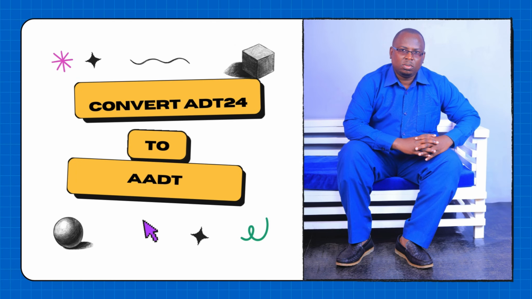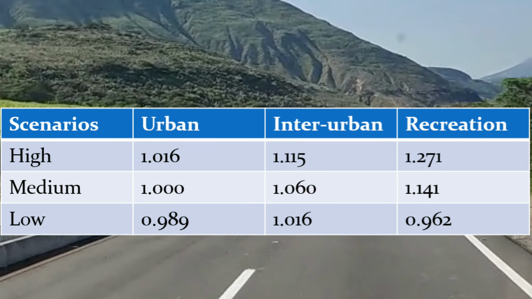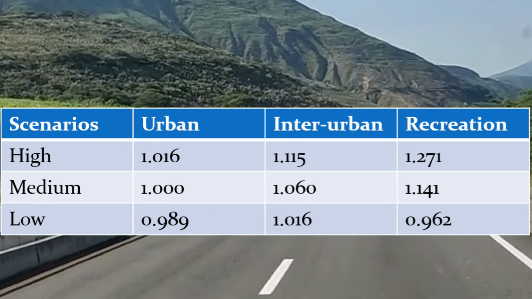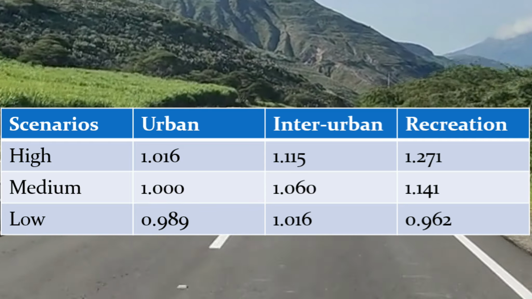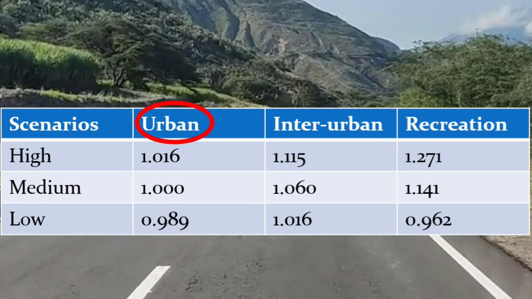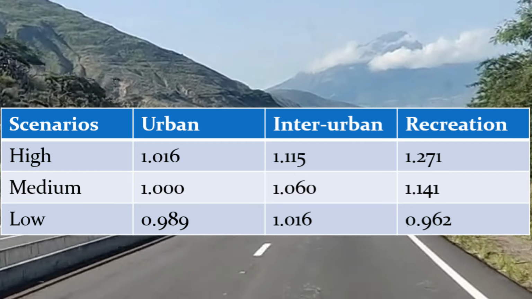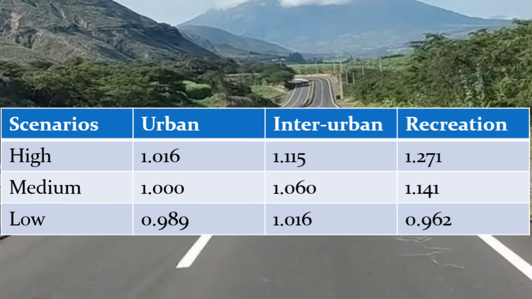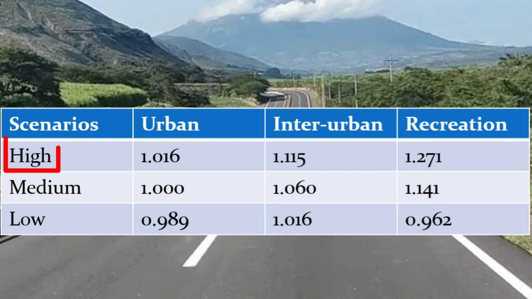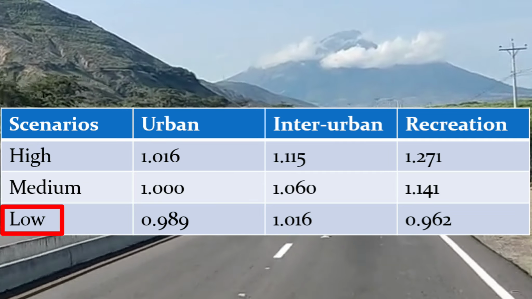Let's start learning how to convert ADT 24 to AADT, and remember that AADT will determine the road design class. It should be noted that there are specific factors used to convert ADT 24 to AADT, which depend on the type of road and traffic volume or concentration, so we will have 3 groups of roads in 3 scenarios. The road groups are: first is urban roads, secondly is rural roads, and thirdly is recreation roads, as we can see here. Roads are categorized according to traffic volume or concentration as: firstly the high concentration, secondly the medium concentration, and thirdly the low concentration.